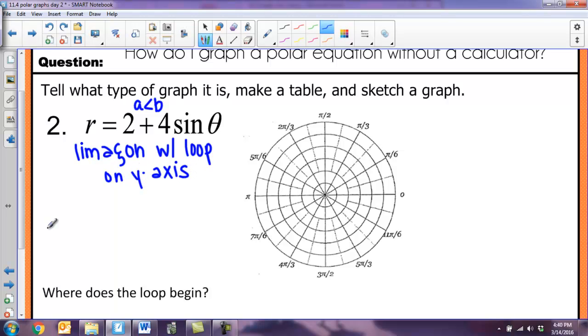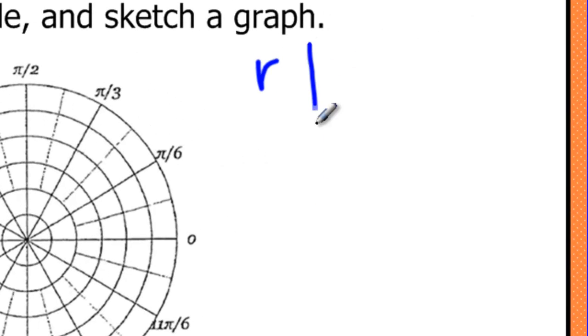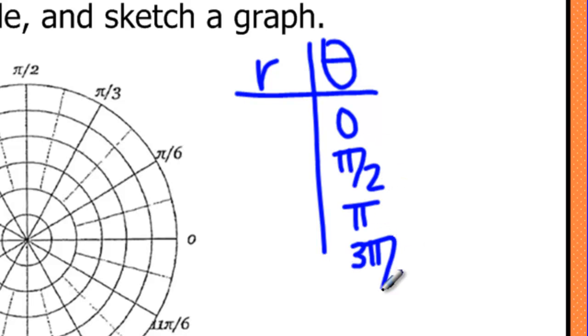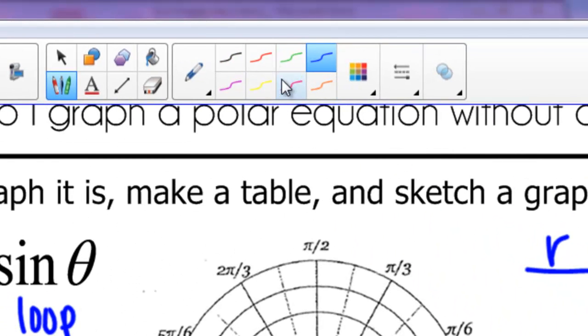So let's figure out what shape that's going to make. And again, I'm just going to make my r theta table, and I'm going to fill in the thetas that I know. I'm just going to plug in values and see what happens.